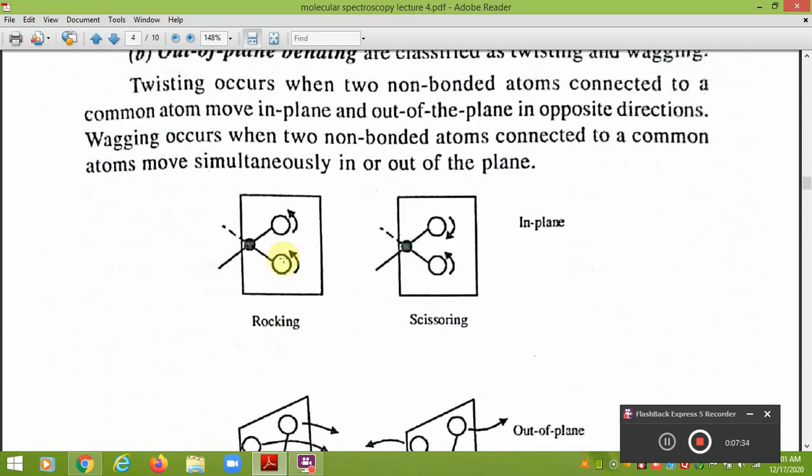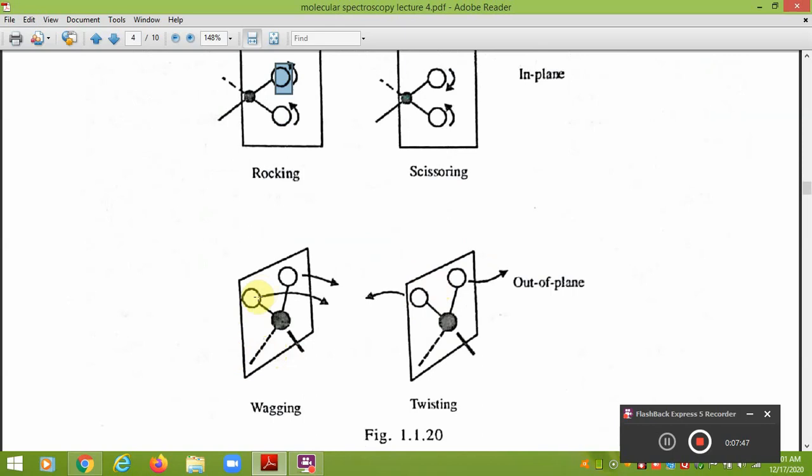So this is rocking, meaning here the two bonded atoms are moving in the same direction, and in scissoring, two bonded atoms are moving in the opposite direction. So this is the in plane bending vibration. Out of plane bending vibration, here there are two types, wagging and twisting. Wagging means two atoms are coming out of the plane or going out of the plane in the same direction. But in twisting, one atom is coming out of the plane in this direction and another is going out of the plane in the opposite direction. So both the atoms are moving out of the plane in opposite directions.